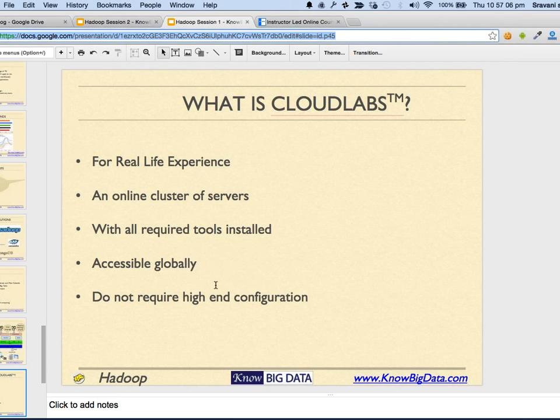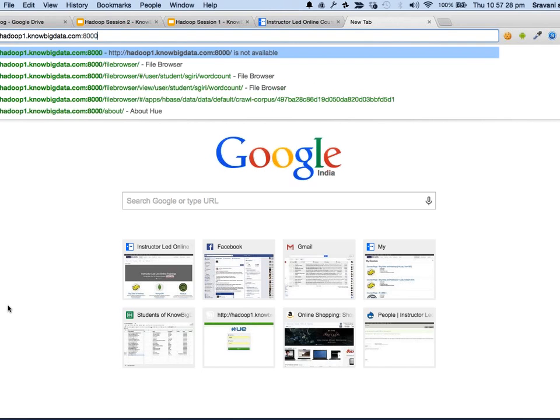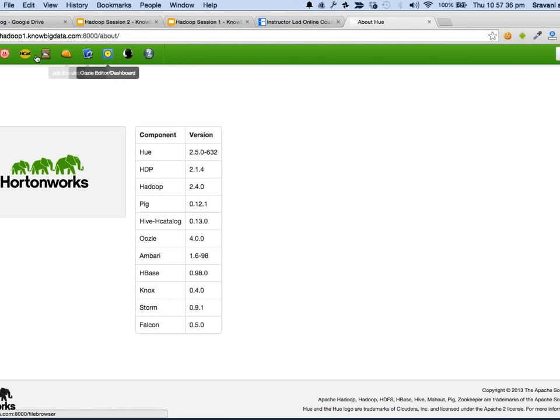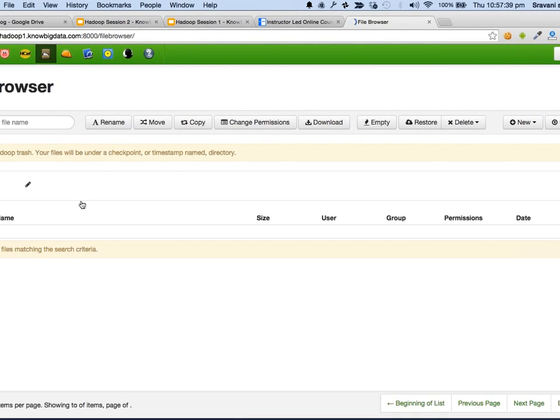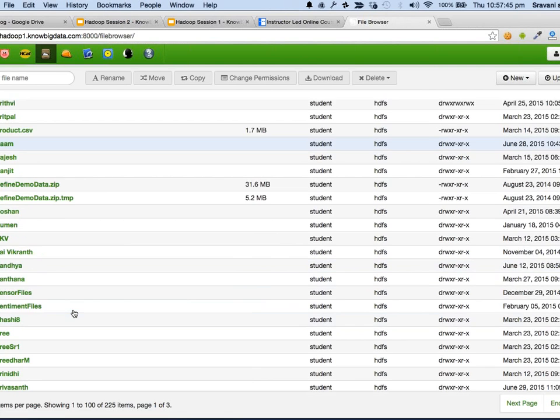Now, lots of people have questions regarding our cloud labs. Those who have signed up will get access to cloud labs, where you can access the HDFS. For example, I'll just give you a quick preview. So this is how HDFS looks. You have this file system. These are the folders, and these are the files under it.